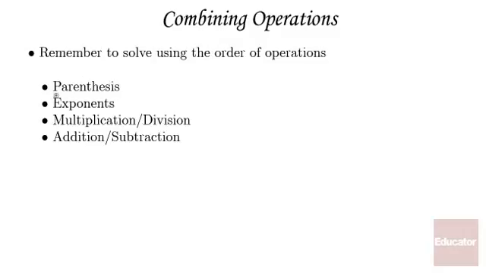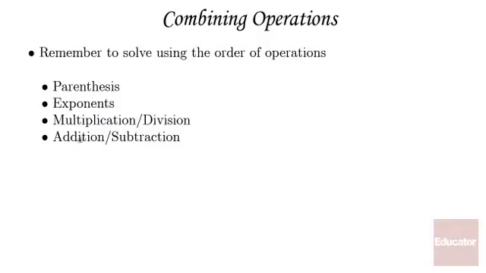So parentheses is always first, and then it's exponents, and then after that it's multiplication and division. And this is the same, okay, you don't multiply before you divide. You just do it in the order from left to right. So if you have multiplication and division, then you would just solve it in that order. You don't solve one over the other, okay?